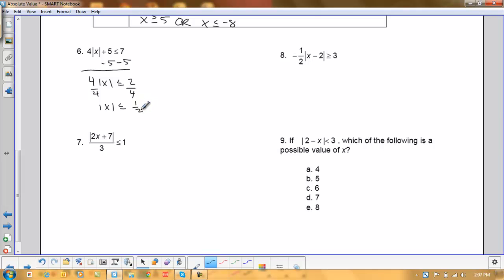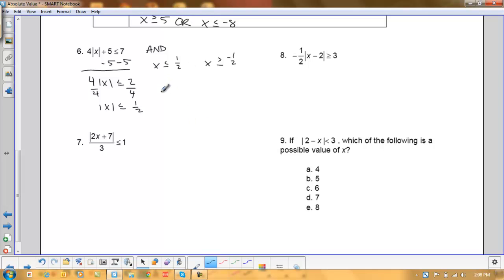Now I'm going to observe what I have here. Less than means this is going to be an and statement. And this is a positive solution, so I do not need to employ the all real numbers or no solution strategy. So it's x is less than or equal to 1/2, and x is greater than or equal to negative 1/2. Now, because it's an and statement, I don't have to write it using the and, like I did above on the previous example.